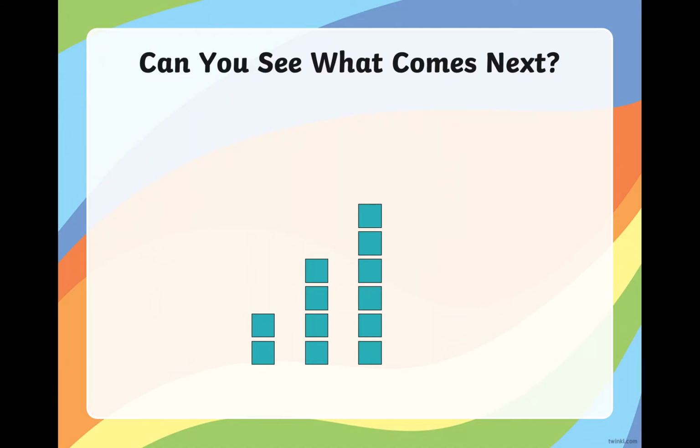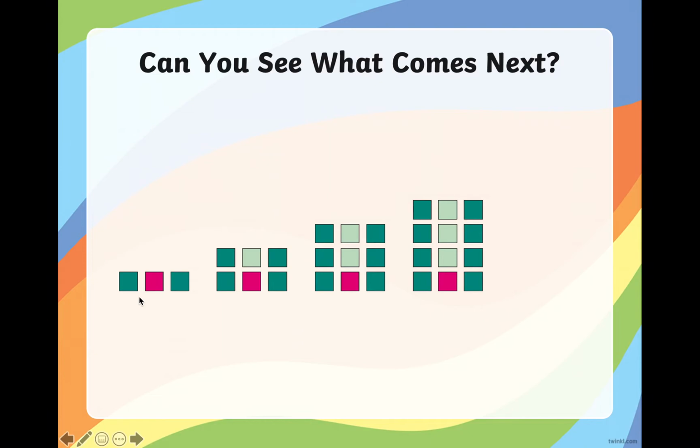What might be next? 2, 4 blocks, 6 blocks. If you need more time to think, pause right now. Let's see what's going to be. 1, 2, 3, 4, 5, 6, 7, 8. So it went 2, then 4, then 6, then it was 8. It went up in 2s, like when we count in 2s. And every time you added 2 more blocks.